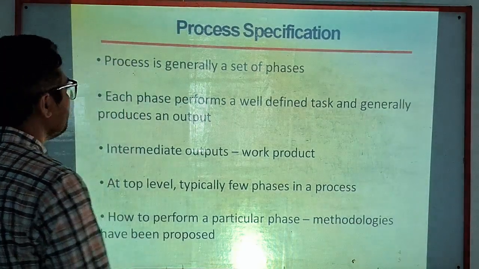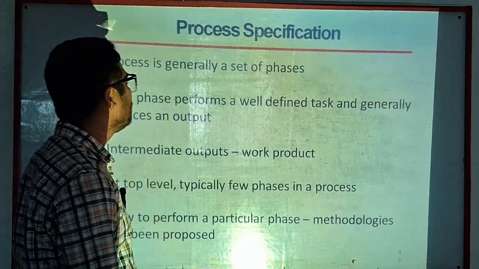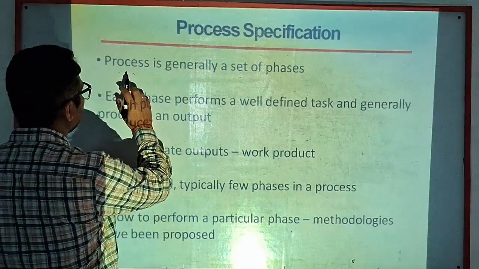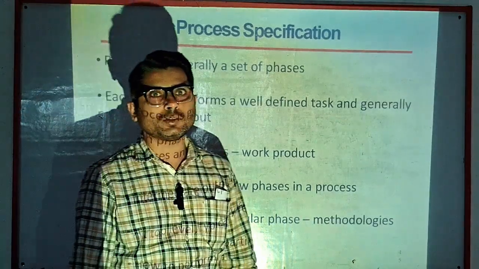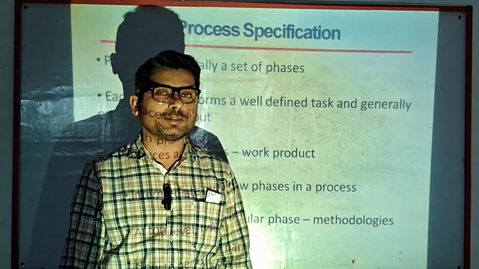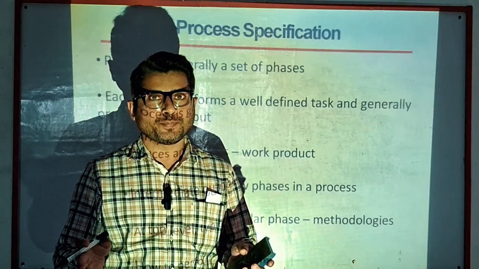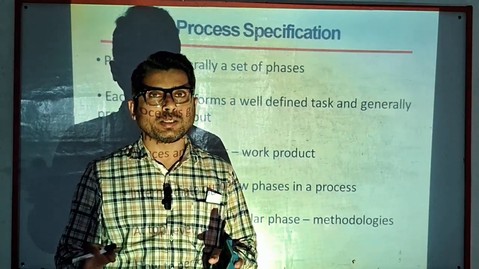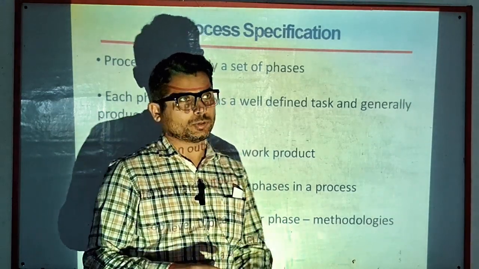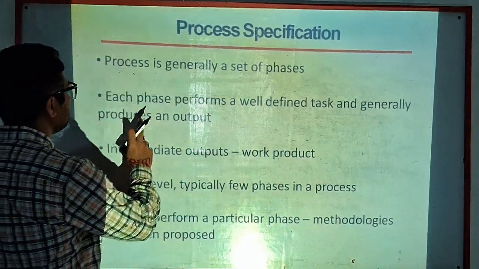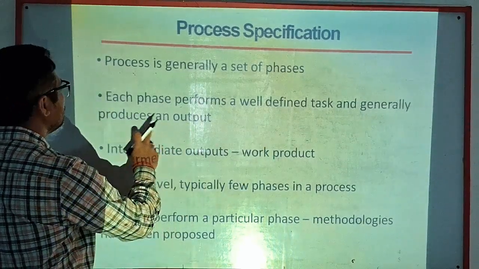And what are some specifications of the software process? There are some specifications also. So what are the specifications? The process is generally a set of phases. So the process is not one single step, but it includes a number of steps, many phases. There is more than one phase in the software process, so it is not a one step process. Next, each phase performs a well defined task and generally produces an output.